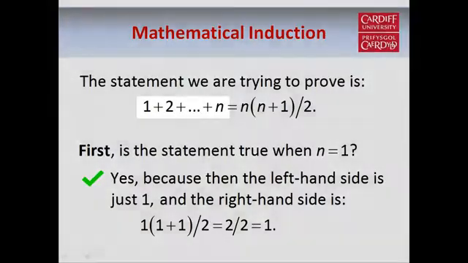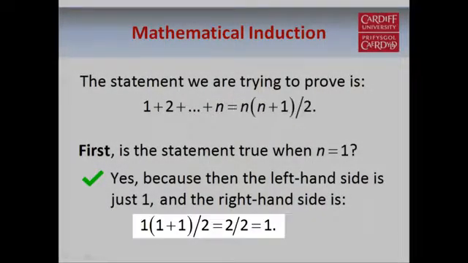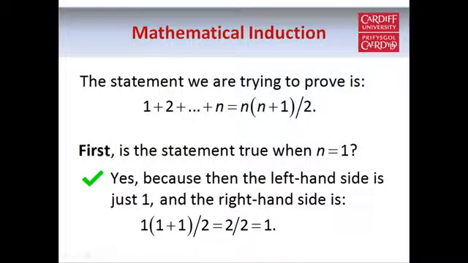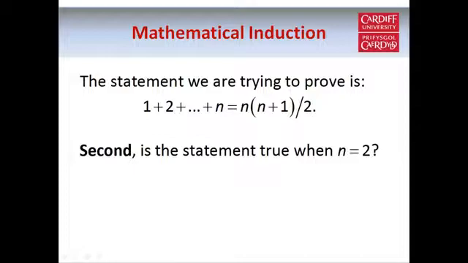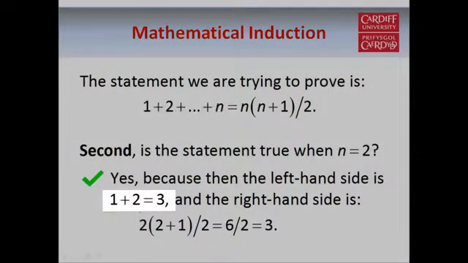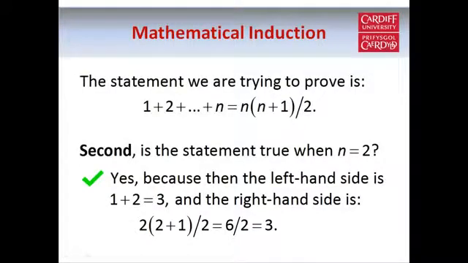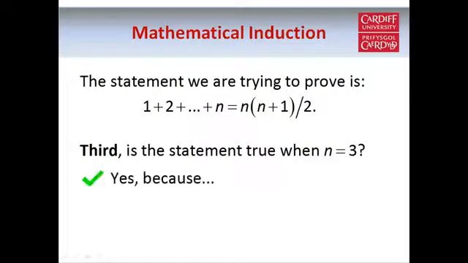Well, when n equals 1, the left-hand side of this equation is just 1, because we're looking at the sum of the first 1 natural numbers, and on the right-hand side we have 1 times 1 plus 1 over 2, which is equal to 2 over 2, which is also equal to 1. So the statement is true when n equals 1. Now if you look at what happens when n equals 2, then on the left-hand side we have 1 plus 2, which is 3, and on the right-hand side we have 2 times 3 over 2, which also gives 3. So the statement holds when n equals 2 also. And then we can look at what happens when n equals 3. And you can show that the statement holds in that case as well.